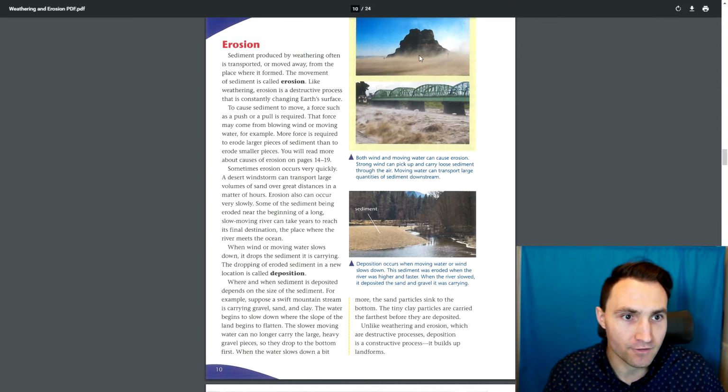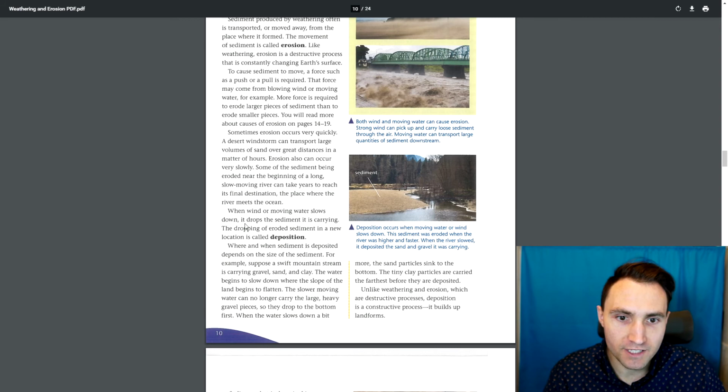So right here's a picture of that. And here's a picture of water doing quick erosion. All this water rushing and carrying loose rock and sediment. All right, so when wind or moving water slows down, it drops the sediment it is carrying. The dropping of eroded sediment in a new location is called deposition. Deposition occurs when moving water or wind slows down.